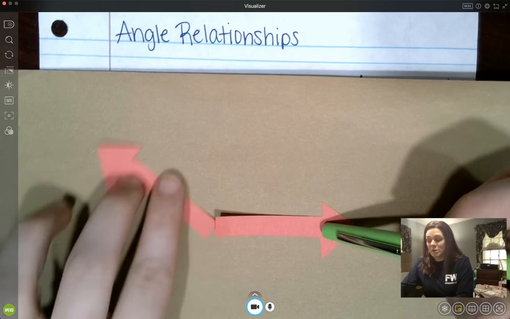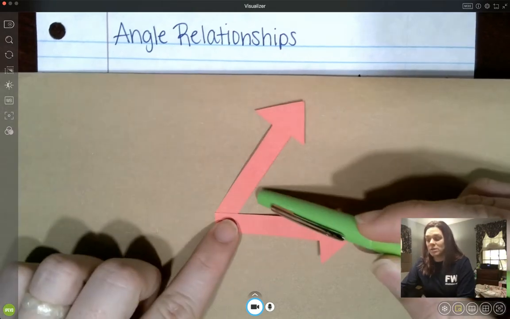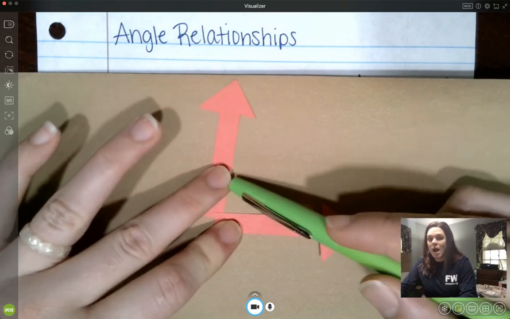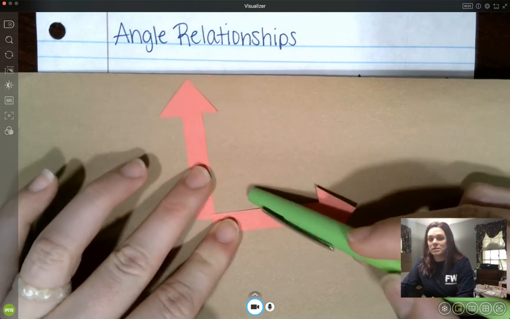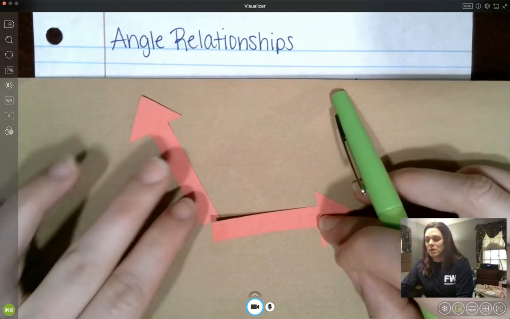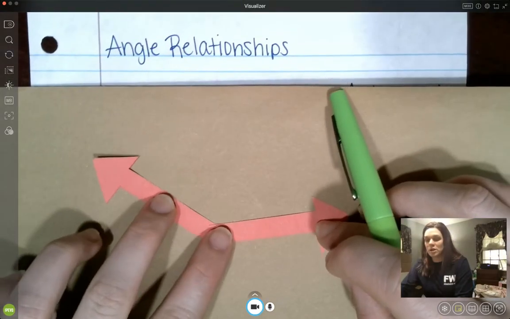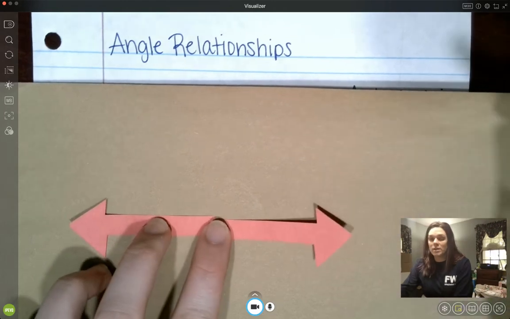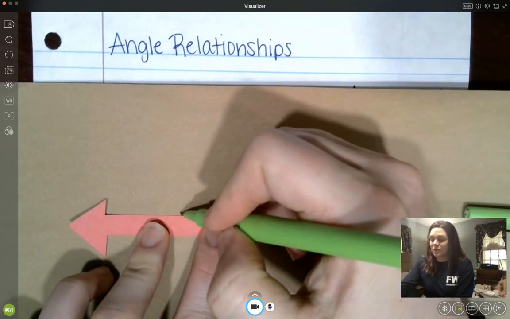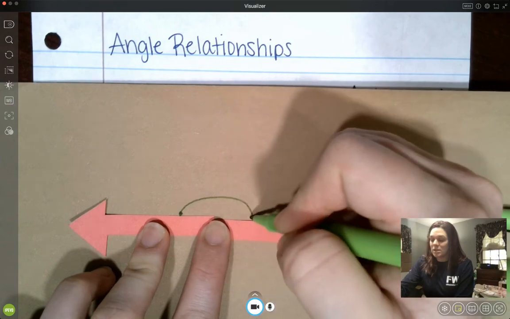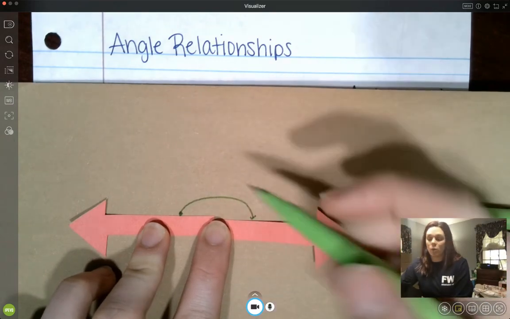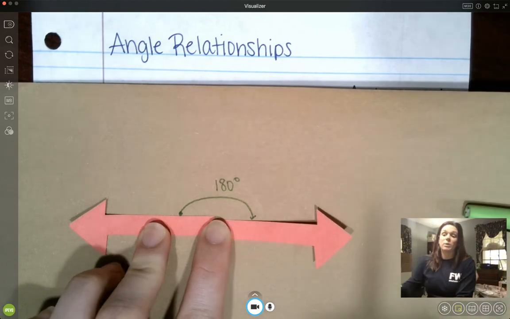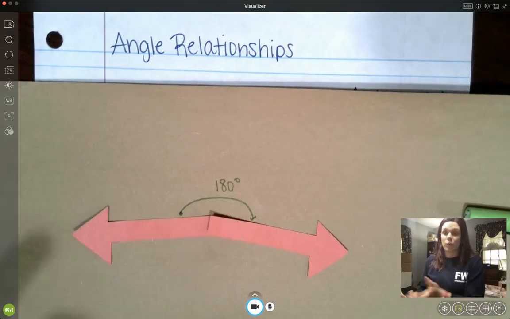So again, I'm going to demonstrate. You guys said that this was acute, this space here. And as I flatten out this arrow, I'm still measuring this space. I'm still measuring. And what happens is the space to get from one spot to the next. So if I measure from here to here, that's where we have our 180 degrees. It is this measurement that we're going to be working with today with our angle relationships.